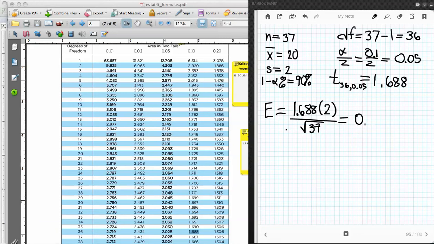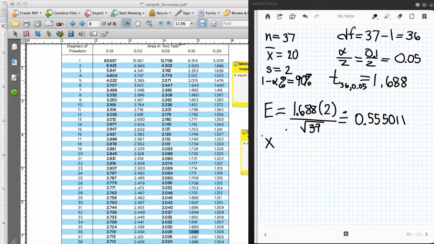So my margin of error calculates out to be 0.55 and another 5011, and that's rounded to 6 decimals. You know, I like to put out 6 decimals. That way I have plenty if I ever need them again.